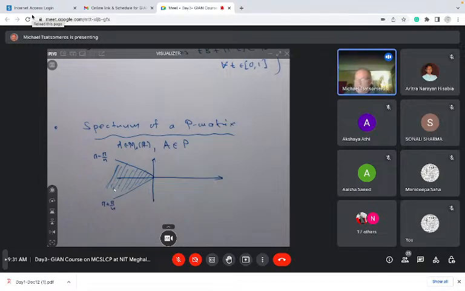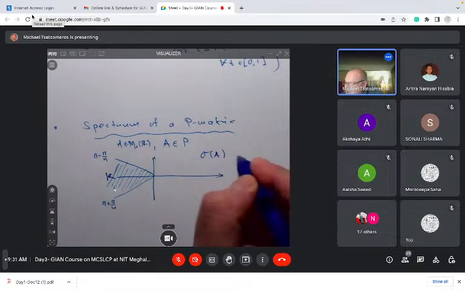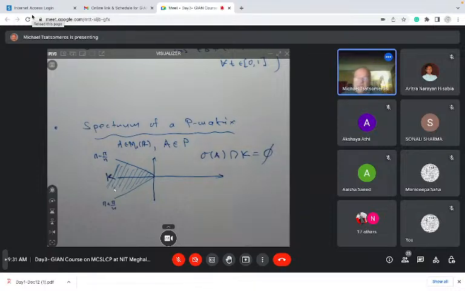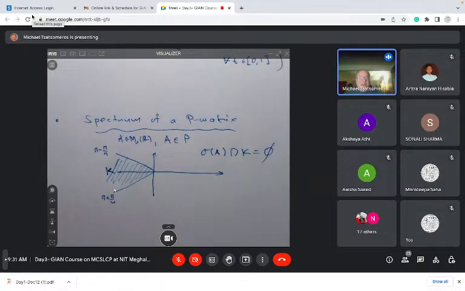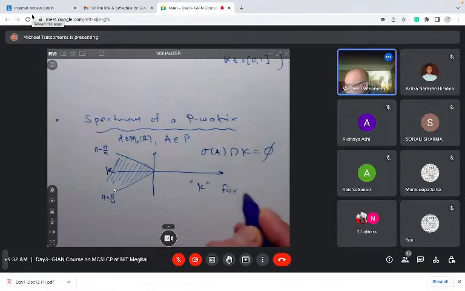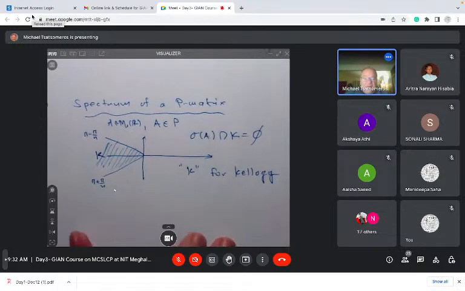Okay, and this is a closed sector there. So let's call this one K for Kellogg. It turns out that the spectrum of A does not intersect this sector K. So every P matrix cannot have an eigenvalue in this sector. K for Kellogg, who first proved this result.